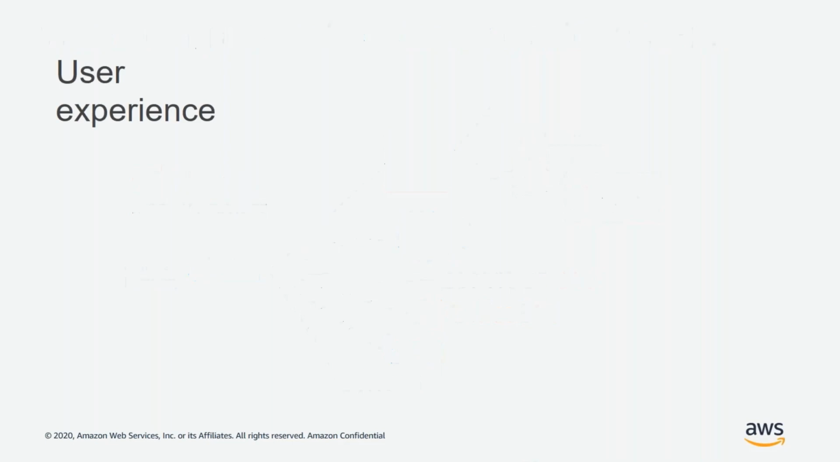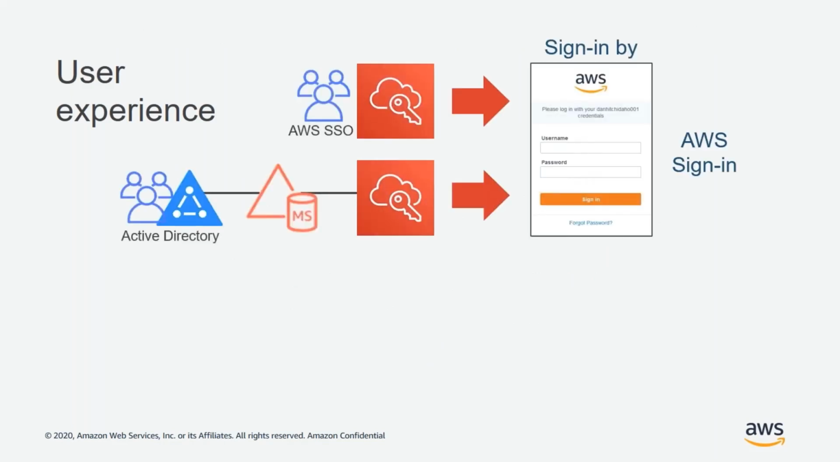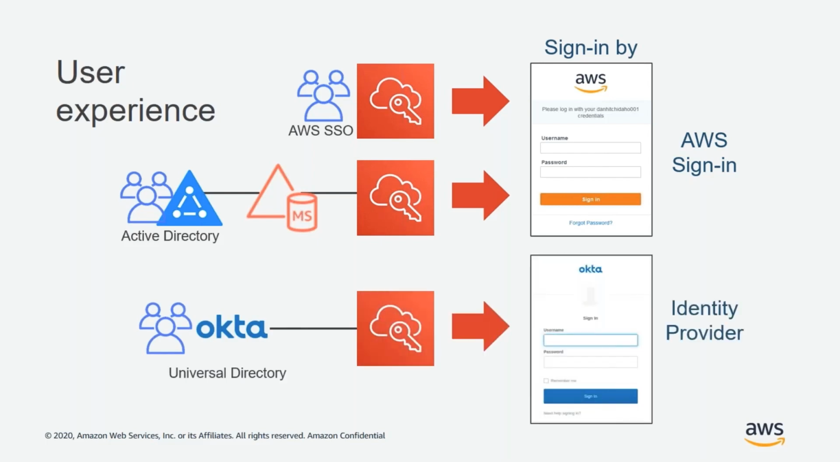So how does the choice of an identity source affect the sign-in experience? If you manage users inside of AWS SSO, or you connect it to your Active Directory, then your users see an AWS sign-in experience. If you use a federated identity provider like Okta, then your users see the IDP sign-in experience. So how does this affect multi-factor authentication use?